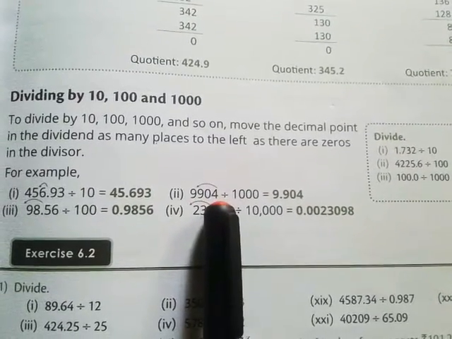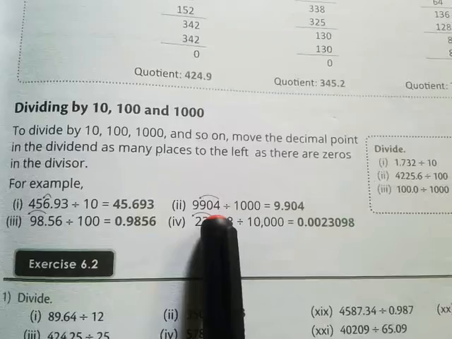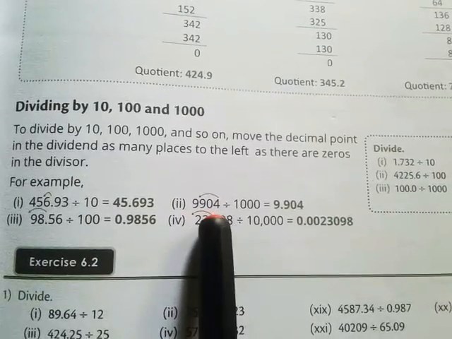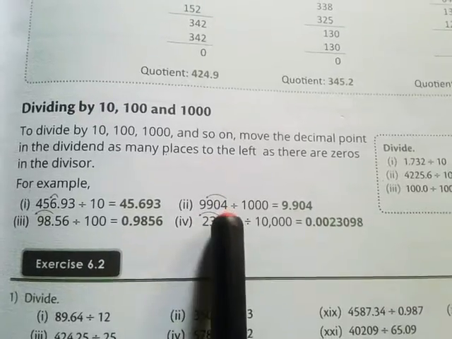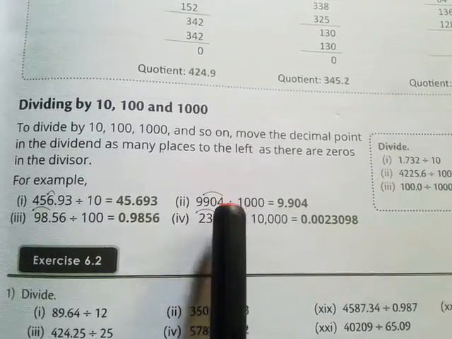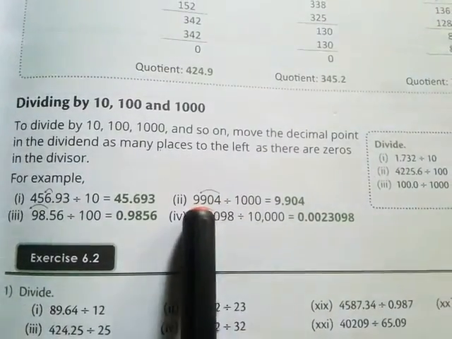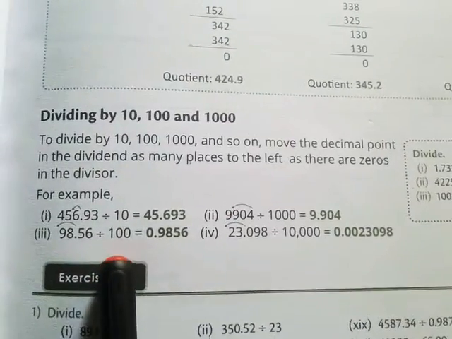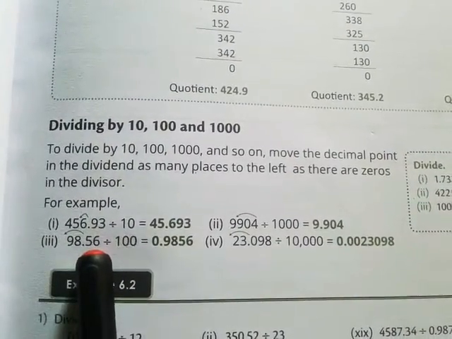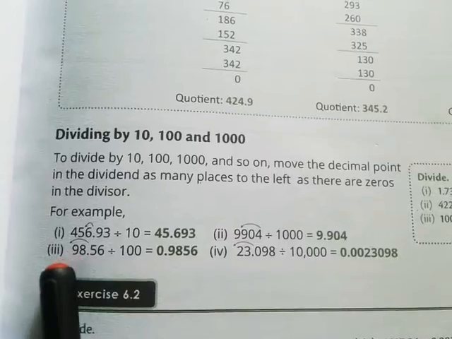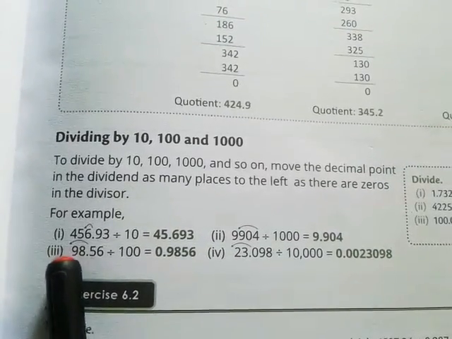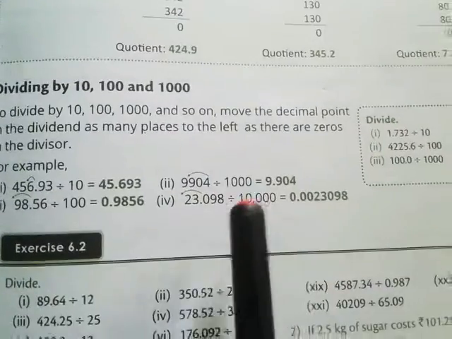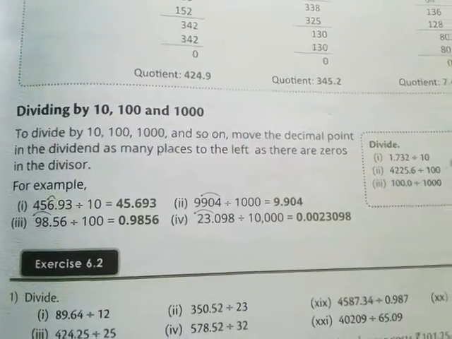You ask where the decimal is here. Suppose we write 9904.0, or 9904, it is the same. So this point goes 3 places: 1, 2 and 3. It goes in between 9 and 0. In case of 100 also, this point goes 2 places to the left, coming before the 9. Suppose it becomes 0.985556. Like this we go.